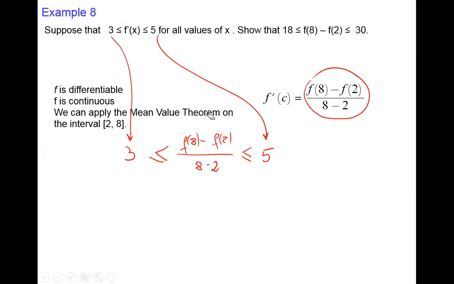And now it's just a few arithmetic steps to show that we have to isolate the numerator, f of 8 minus f of 2. And we can nicely see this is 6, 8 minus 2 is 6. If I multiply each side by 6, I do have 18, or I can even show multiplication by 6. This will be gone. And 5 times 6, of course, is 18 and 30.